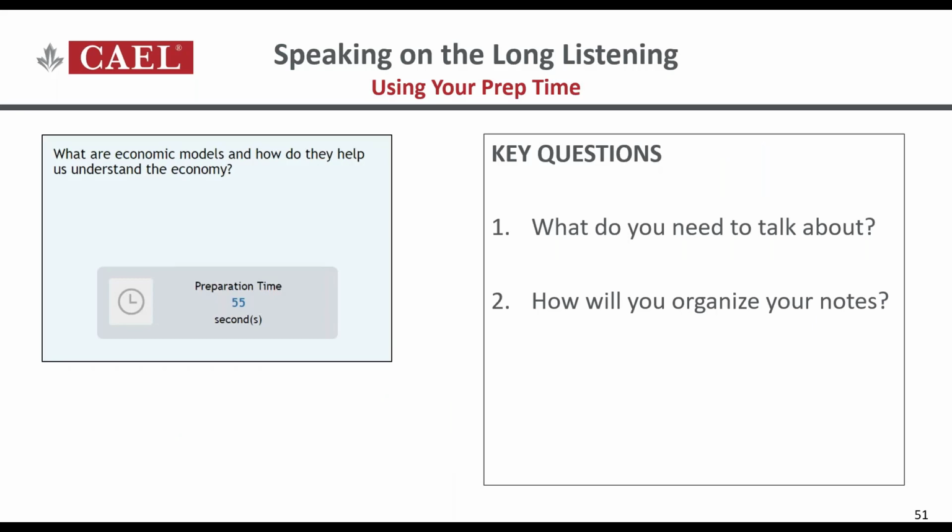Okay, so let's have a look at some more points about using your prep time. I'd like to ask you these questions. What do you need to talk about? And how will you organize your notes? I'd like you to answer those questions based on the example question that you have here. The example question just says, what are economic models and how do they help us understand the economy? How would you answer, what do you need to talk about and how will you organize your notes? Do you have any suggestions? Please let me know in the chat box. I'd like to see what you guys think.